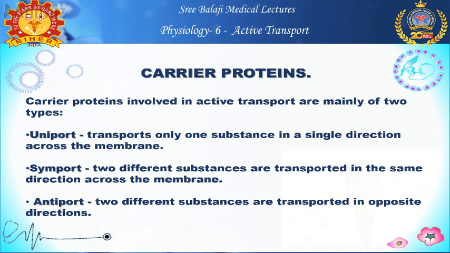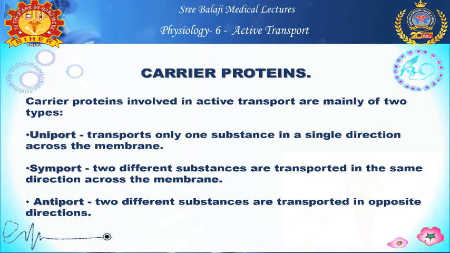Now we are going to see about symport and antiport. Now let us discuss the second type. This is slightly more interesting. These carrier proteins transport two substances at a time, and based on the direction in which they move, they are classified into symport and antiport. First we'll see about symport. The word symport means same. So in symport, two different substances are transported in the same direction across the membrane. Both move together. Antiport is in the opposite direction.